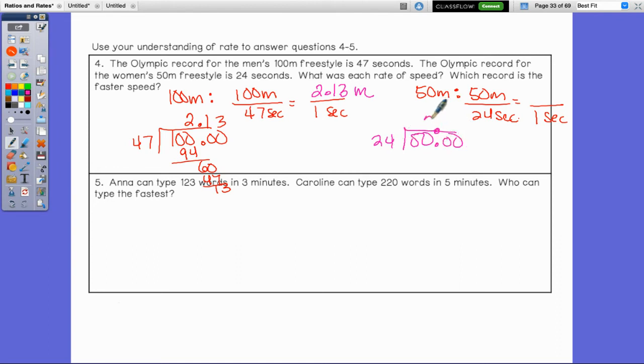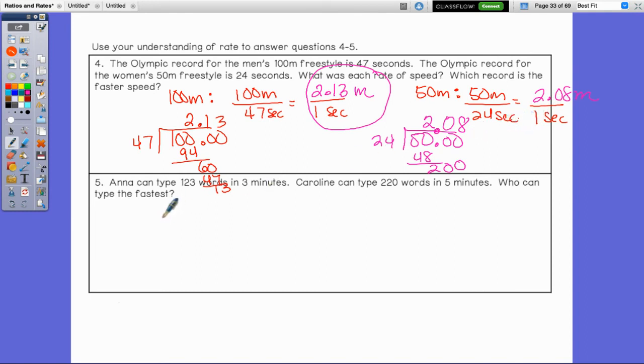The women's record, we're going to do 50 divided by 24. 24 goes in here 2 times. So we're starting out pretty close. 24 does not go into 20. So I have 0. Bring down another 0. And it goes in 8 times. And so this is 2.08 meters per second. So who went faster, farther? The men's record is slightly faster. They go 0.05 of a meter per second faster.